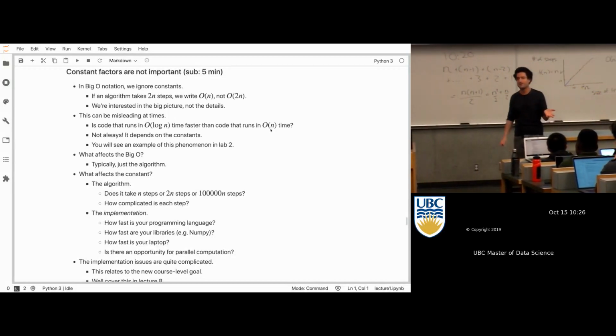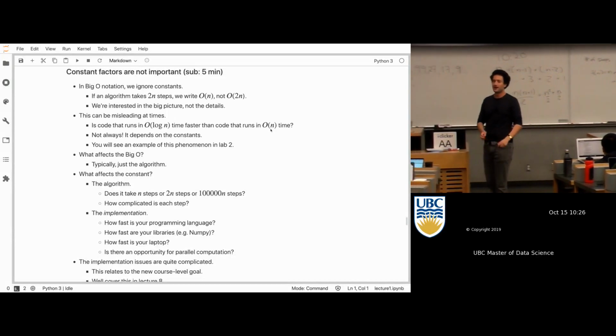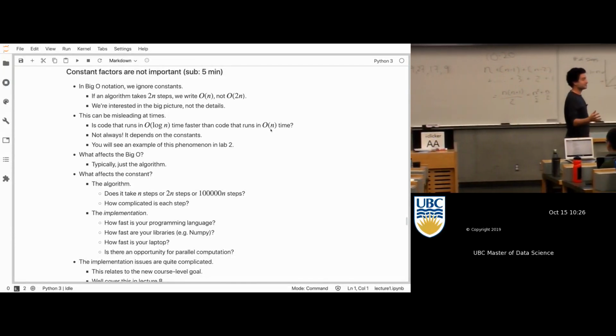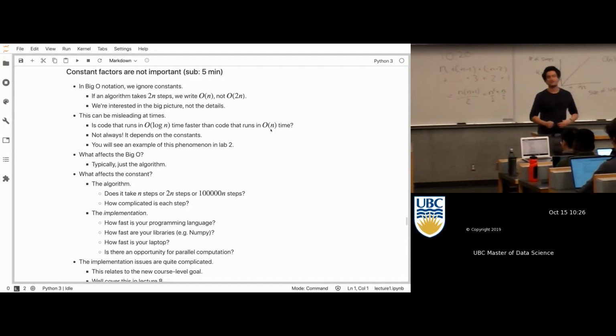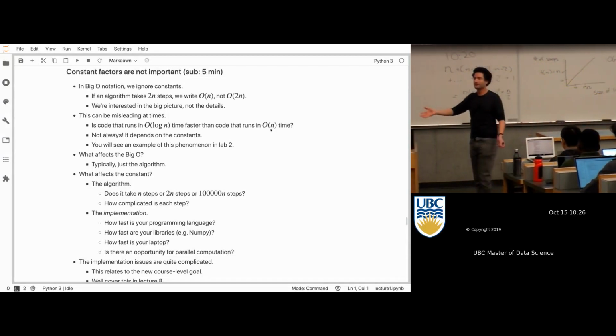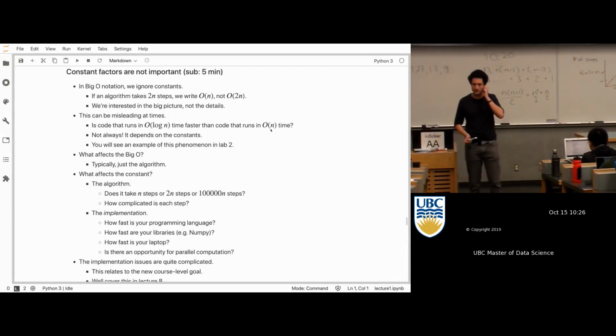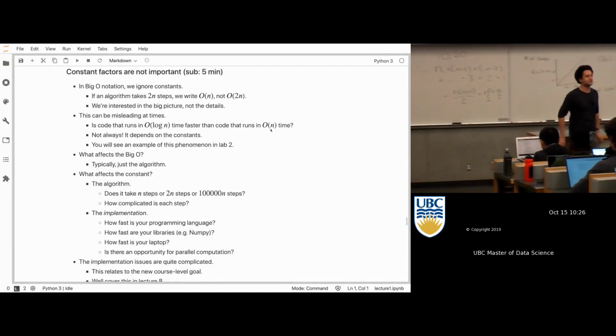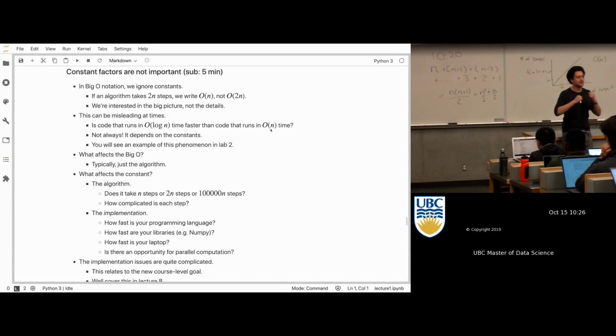If the actual time in seconds is 1,000,000 times log n, and the other one is 0.00001 times n, and n is 100, then the log n one is actually going to be way slower. So they are useful. It is important to know this kind of language and be able to talk about these things, but you can't just look at it and immediately say this code is going to take more seconds or minutes to run than that code. It's just going to tell you something about growth.